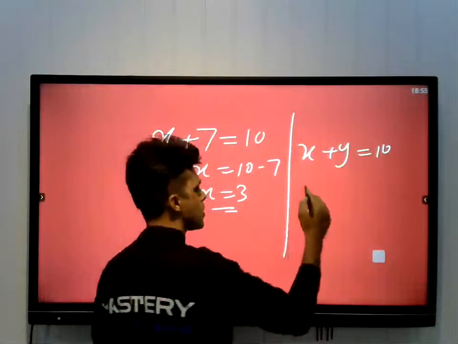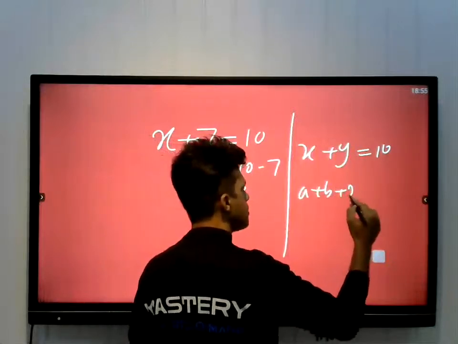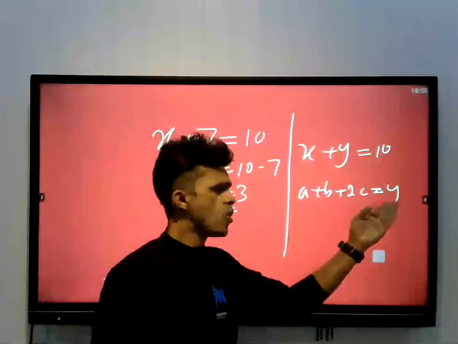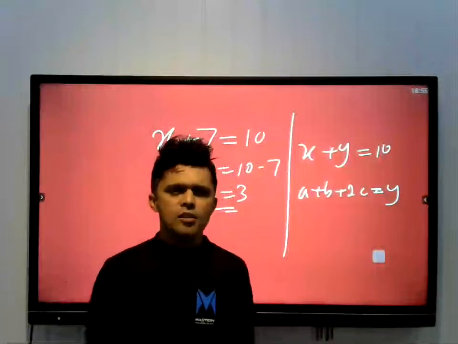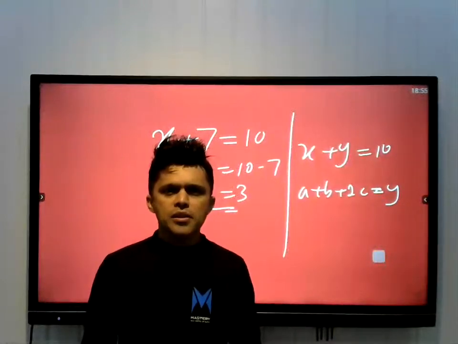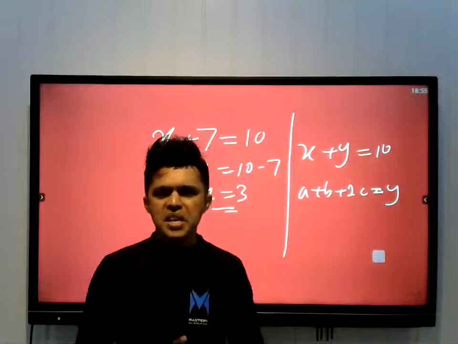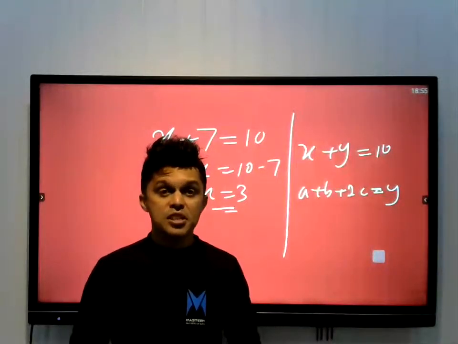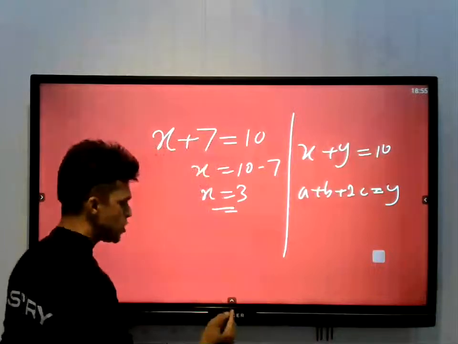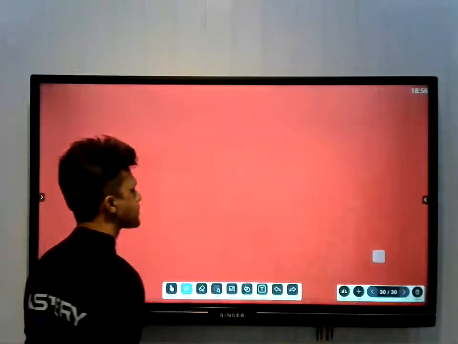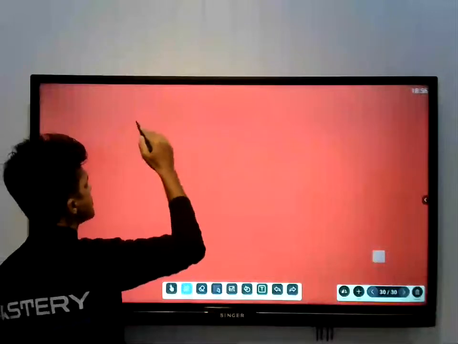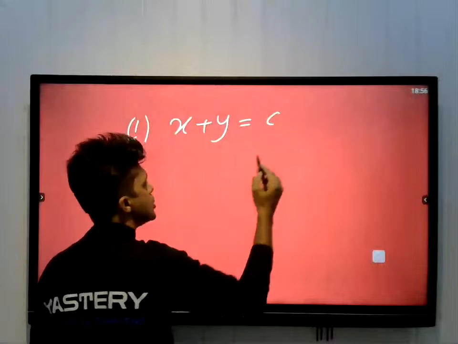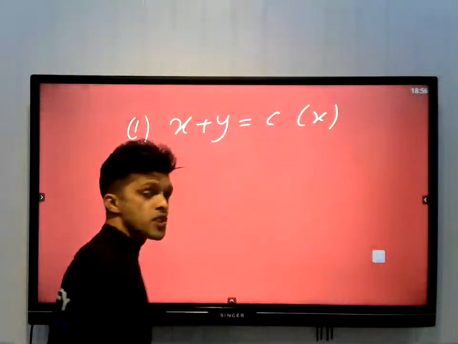Think of this one: a plus b plus 2c equals y. You cannot get the value of a, b, c, or y. Here is the formula. Okay, so you have got an idea about what a formula is, right? Now we are going to learn the first question: x plus y equals c. You need to write the term x as the subject of this formula.